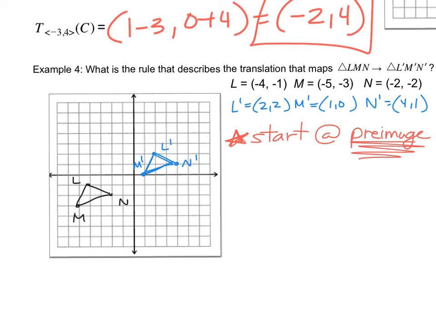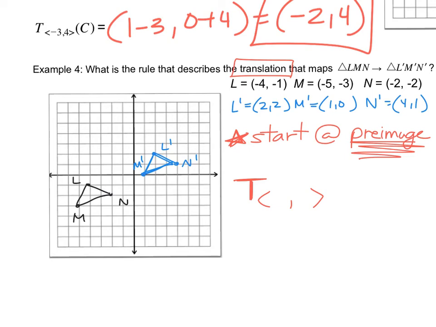Okay, so the question is, what is the rule to describe this translation, okay? That right there is the first key to your rule. What letter do you put at the front of a rule that is a translation? A T, okay? So we're going to say this is a translation. And then you do your pointy brackets. Okay, now this is where you have to do the work to figure out where did we go.